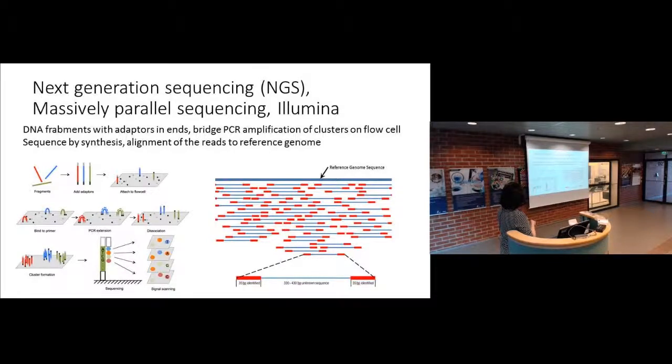And then you do the sequencing for the whole flow cell. And for example, we have NextSeq 500 in our unit. That gives from one flow cell run 400 million reads. So that means that there are at least 400 million of these spots in one flow cell.